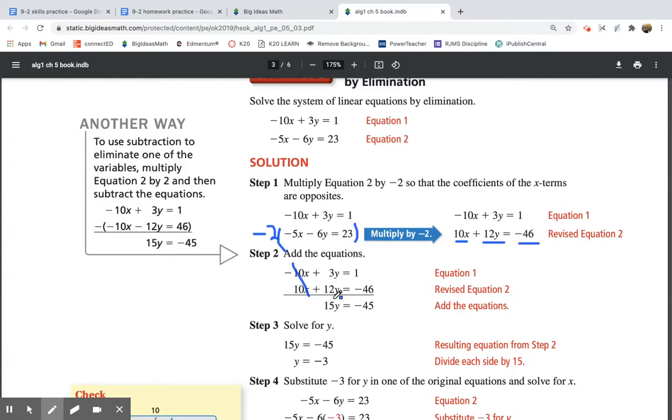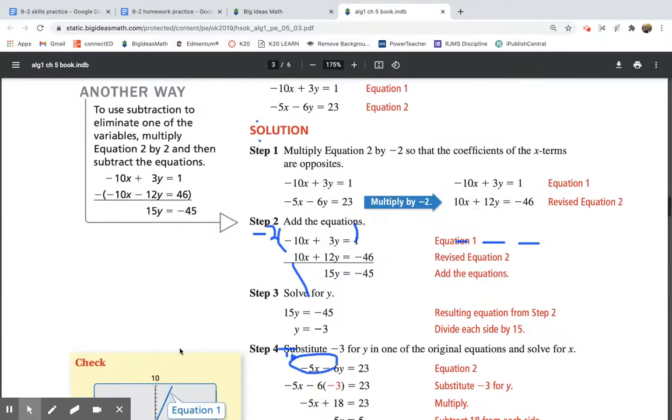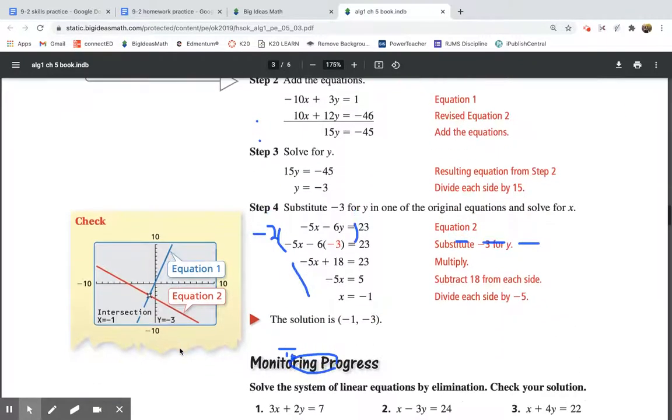So we now have 3y plus 12y, which is 15y. 1 minus 46 is negative 45. From here, we divide both sides by 15, and we get that y equals negative 3. We only have half of our solution. Our solution is always x then y. So I take that and plug it back into one of those two original equations. Does not matter which one. You're just going to plug in negative 3 for y and solve for x. They plugged it into the second one, which is perfectly fine.